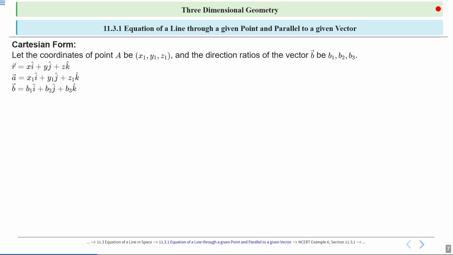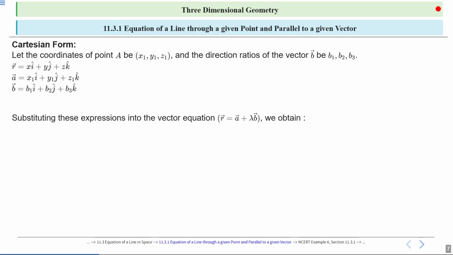So we have vector b equals b1 i cap plus b2 j cap plus b3 k cap. The values b1, b2 and b3 are the direction ratios which tell us the direction in which the line extends from point A.